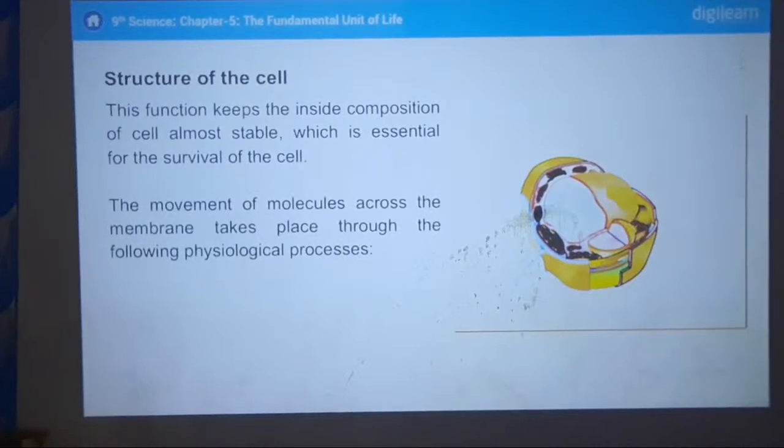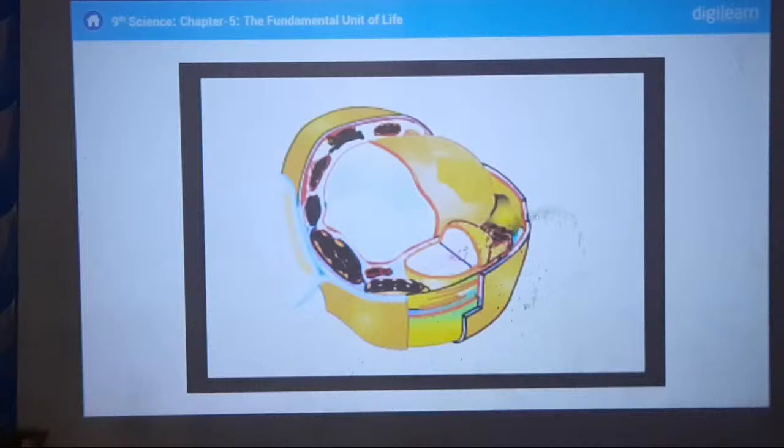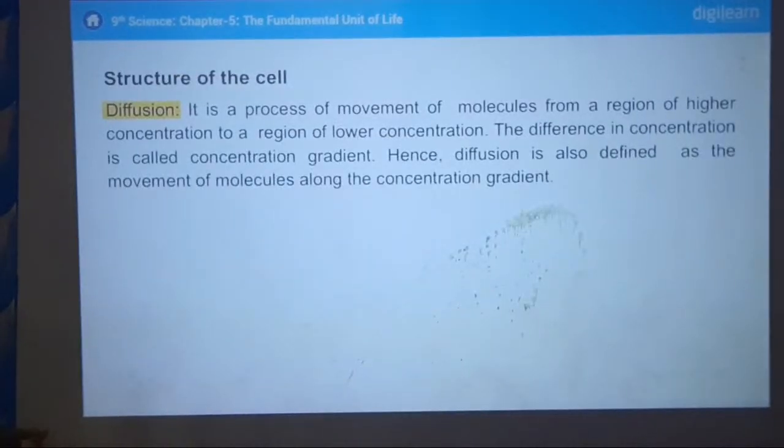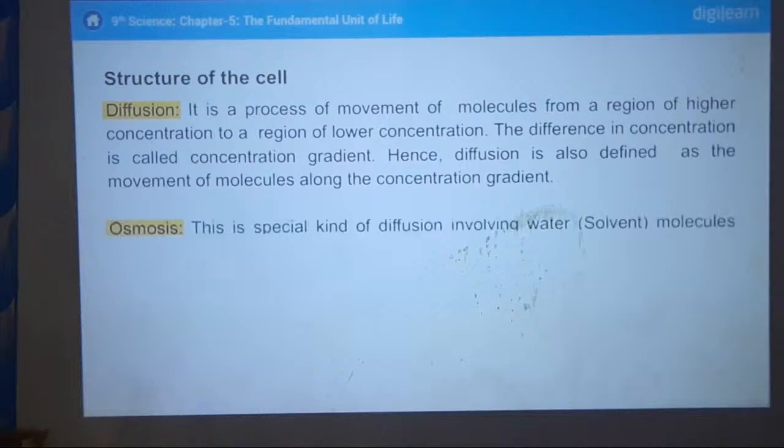The movement of molecules across membrane takes place through the following physiological processes. Diffusion. It is a process of movement of molecules from a region of higher concentration to a region of lower concentration. The difference in concentration is called the concentration gradient. Hence, diffusion is also defined as the movement of molecules along the concentration gradient.